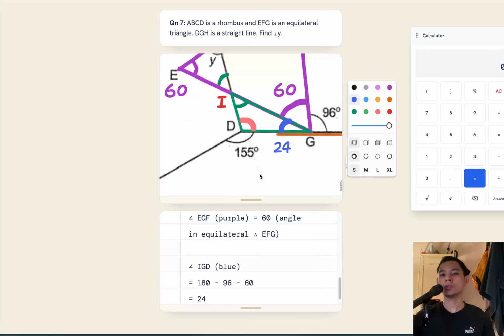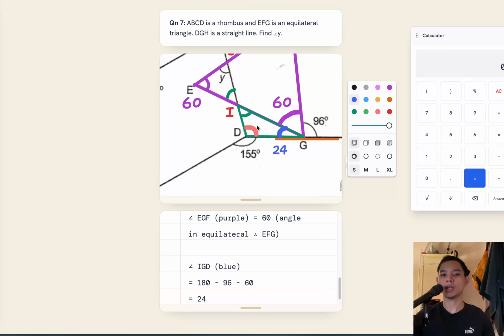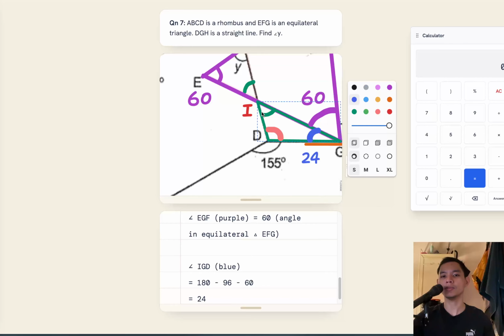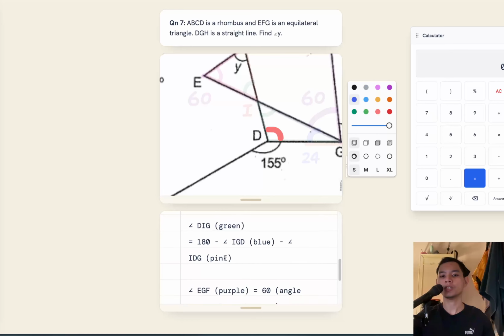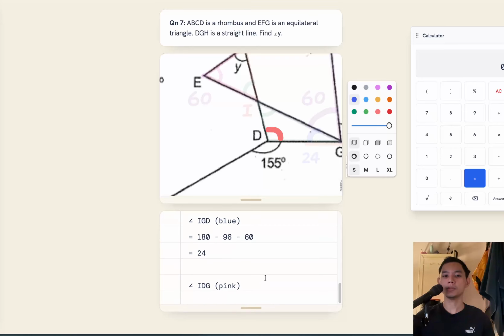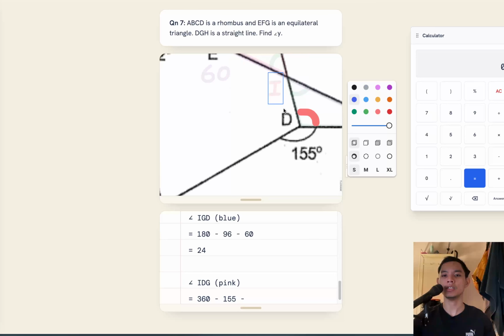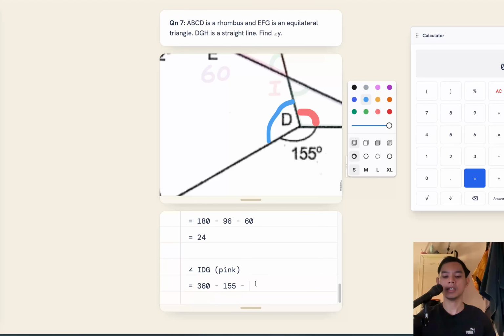Oh, I see over here. So now we've got the blue angle. We just need to find this last angle over here to find the green angle. So this pink angle over here, how do we get it? This pink angle is equal to 360 minus 155 minus angle CDA. CDA, I'll give this a light blue. Angle CDA, which is in light blue.